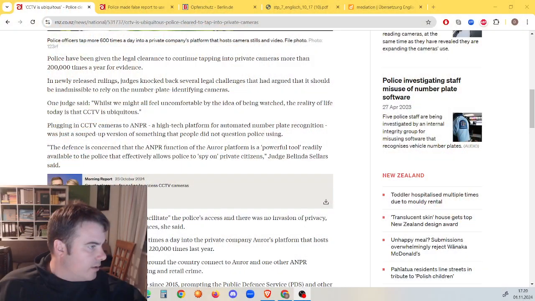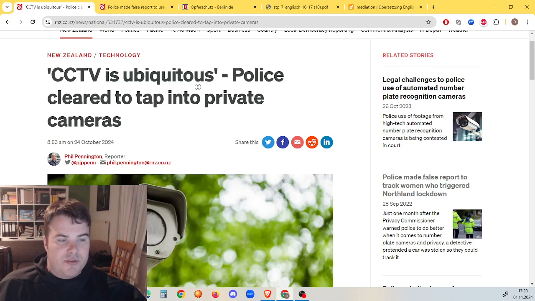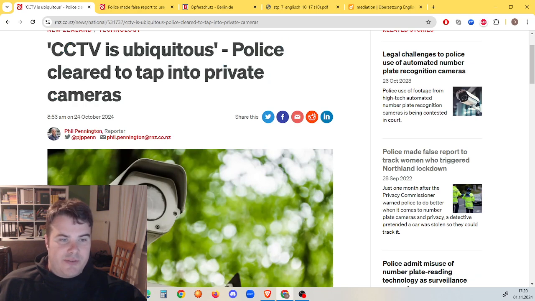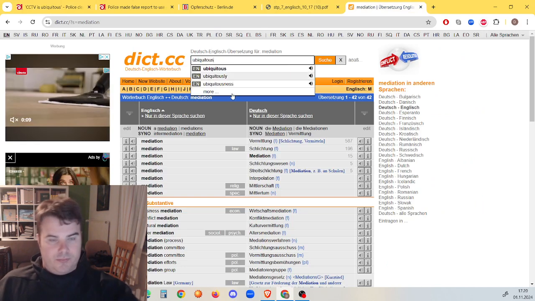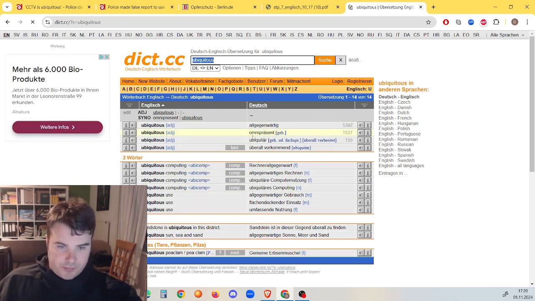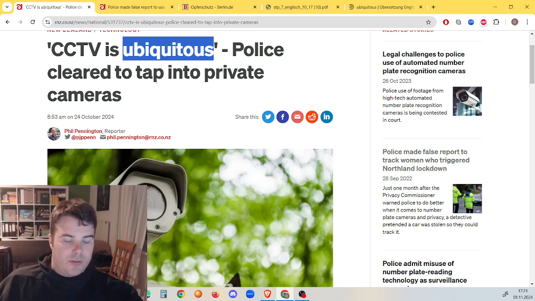So let's read a little bit about this article, and then we see how police are being used. CCTV is ubiquitous. Police cleared to tap into private cameras. First off, we're going to break down this topic, read it, understand it, and then you will discuss it to me in class. Omnipresent, that's another fun one. Allgegenwärtig. Basically it means it's everywhere, and everyone sees it all the time.